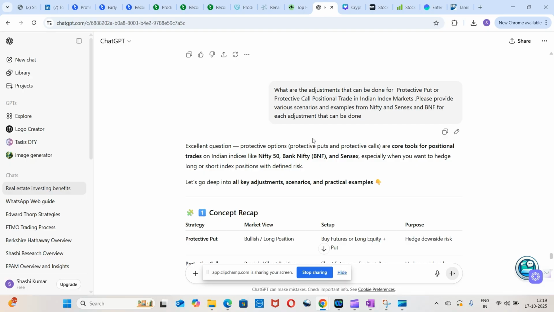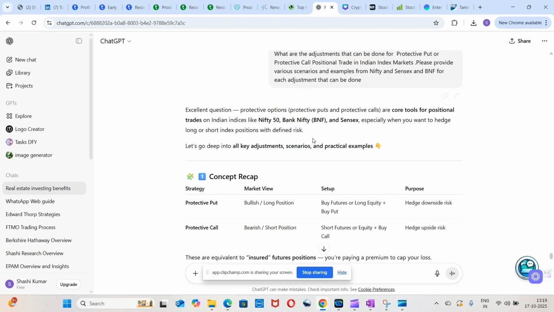Okay, so protective puts and calls are the core tools for positional trades on Indian indices. The protective puts and calls are used by big institutions also, and that's why it's called a core tool for positional trading in Indian indices like Nifty 50, Bank Nifty, and Sensex.